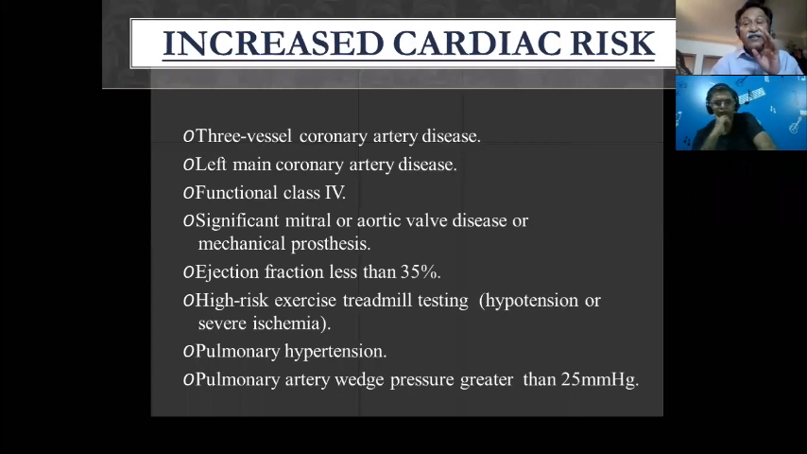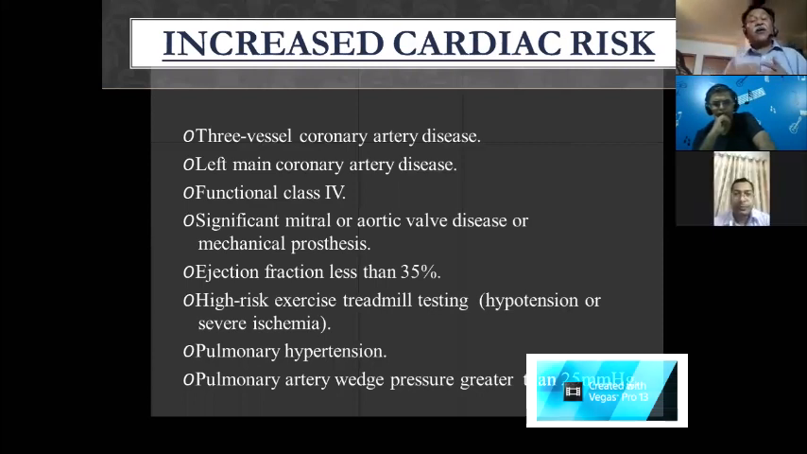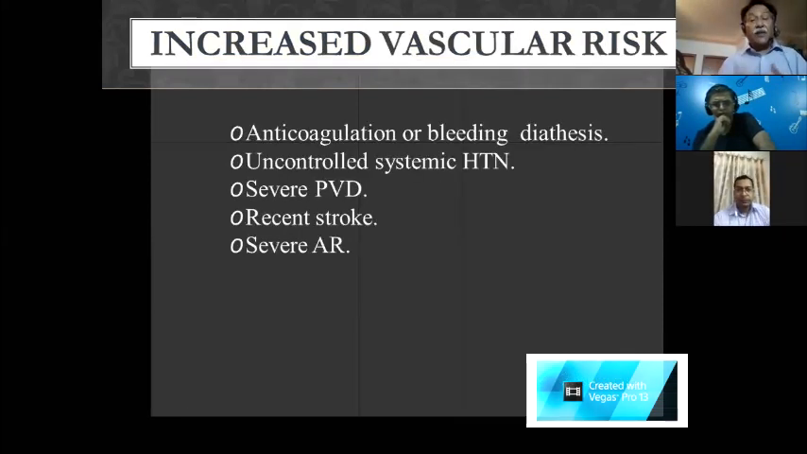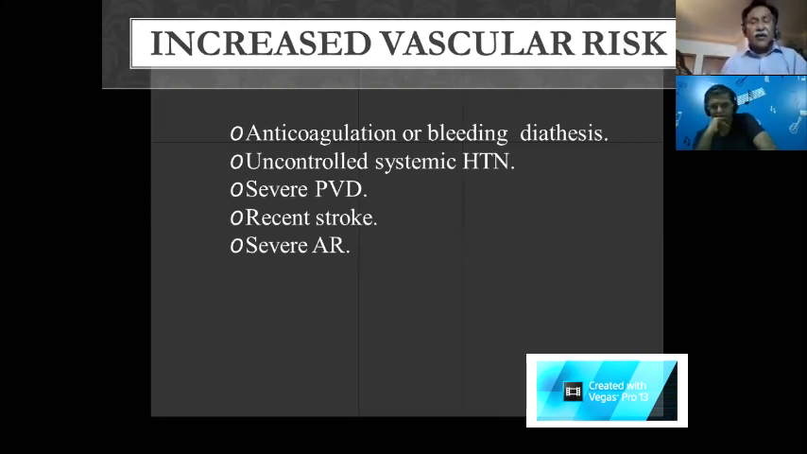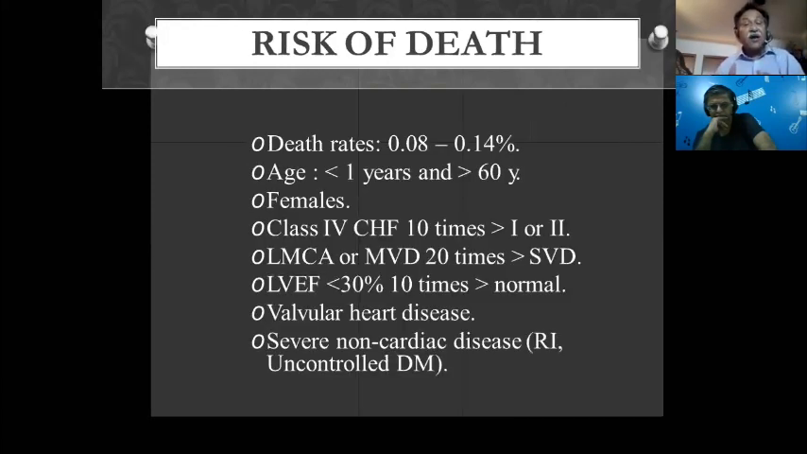And vascular risk is that the patient may have a bleeding diathesis, may be on anticoagulation. There may be uncontrolled hypertension, severe peripheral vascular disease, recent stroke, severe aortic injury. All this can lead to complications like bleeding, hematoma, pseudoaneurysm, many things related to angiogram. And there is a risk of death.